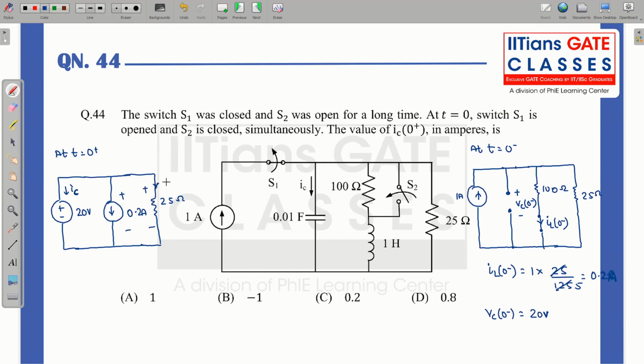So if this is 20 volt, the current flowing through this branch will be 20 by 25. So that is 4 by 5 or 0.8. So 0.8 current is flowing in this direction, 0.2 in this direction. That means if I apply KCL in this node, from here 1 ampere current is flowing, but look at the direction of IC. It is actually opposite to what your conventional current is flowing. So that means IC is equal to minus 1 ampere. Okay. So always note the direction of current.